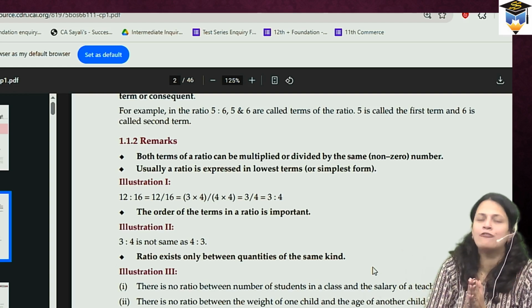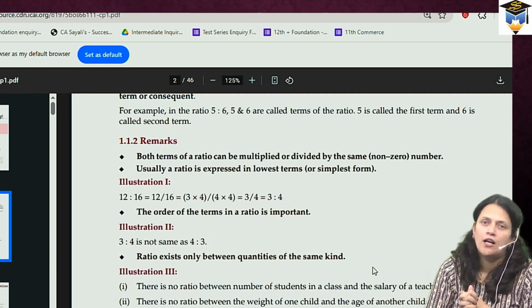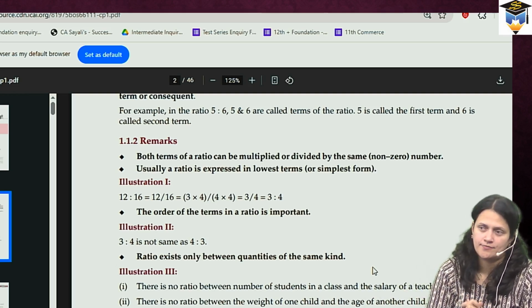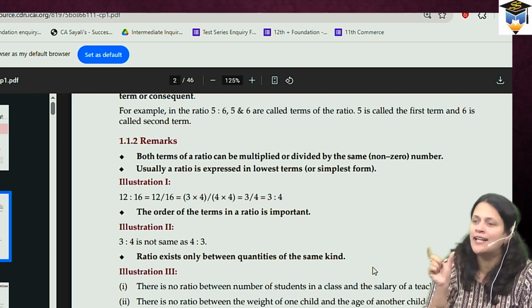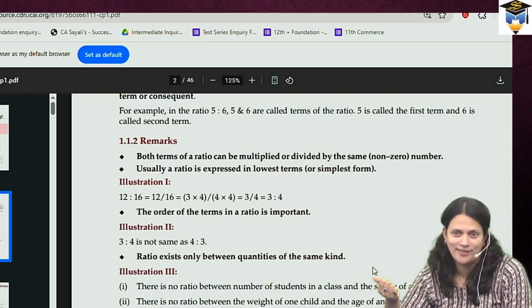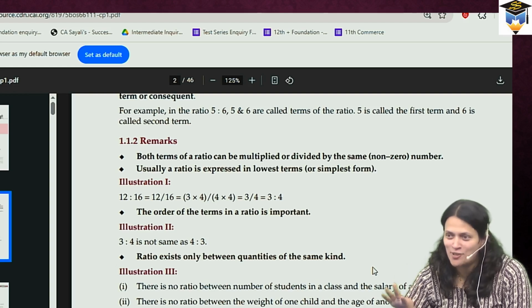Now, I have one question for you. Do we say that ratio has got units? Does ratio have any units? म्हणजे जसं length ला unit आहे meter, okay? Distance ला unit आहे kilometer. Does ratio have any unit? No. The answer is no.